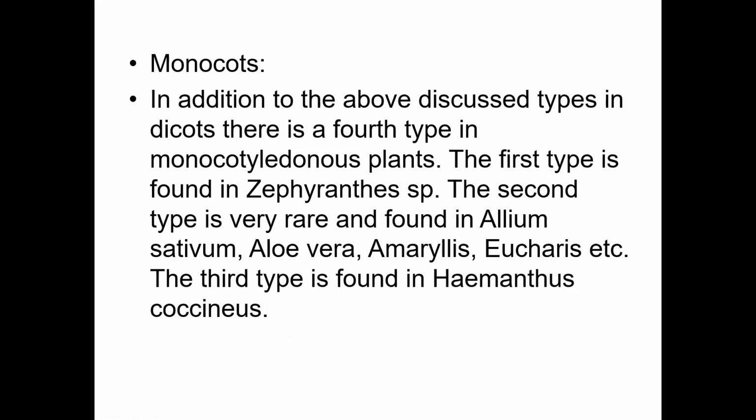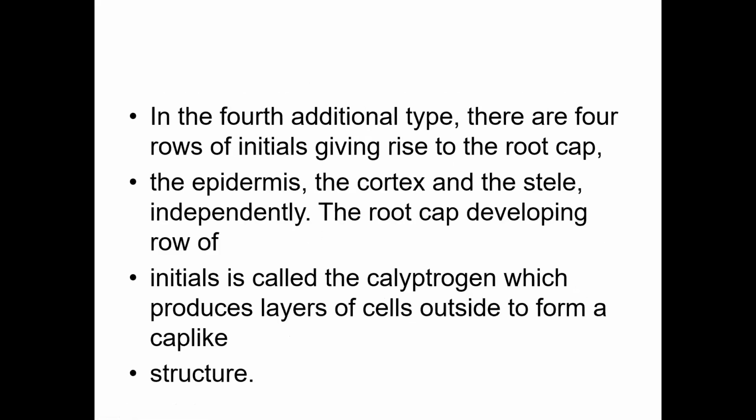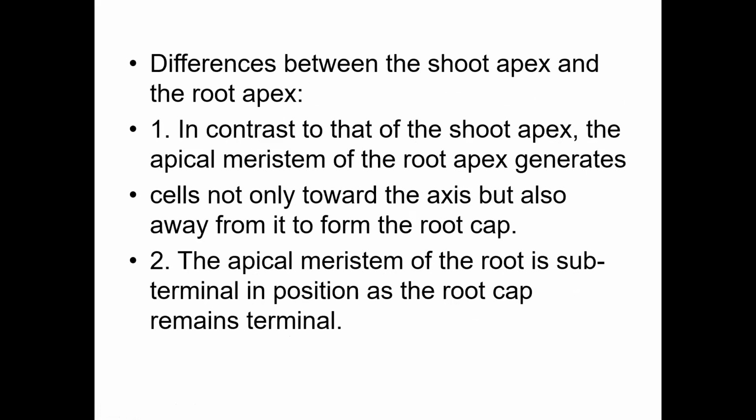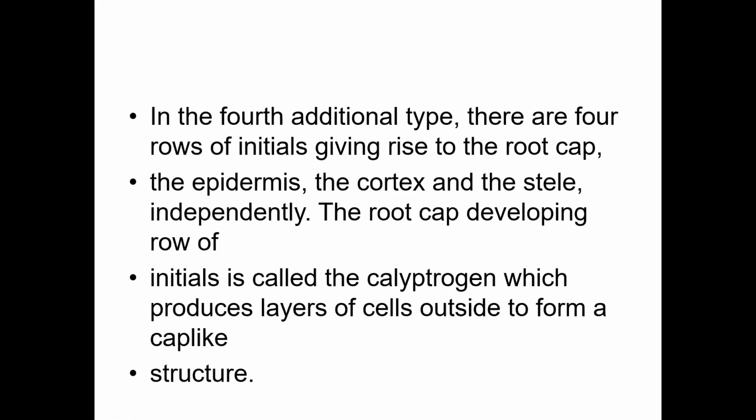In addition to the types discussed in the dicots, there is a fourth type in the monocotyledonous plants. The first type is found in Geophranthes species, and the second type is very rare and found in Allium sativum, Aloe vera, Amaryllis, etc. And the third type is found in Haemanthus and Coccineus.